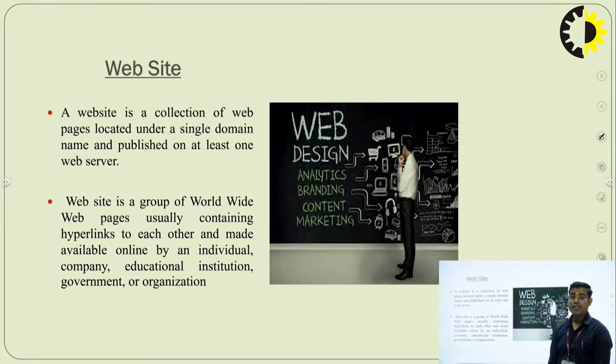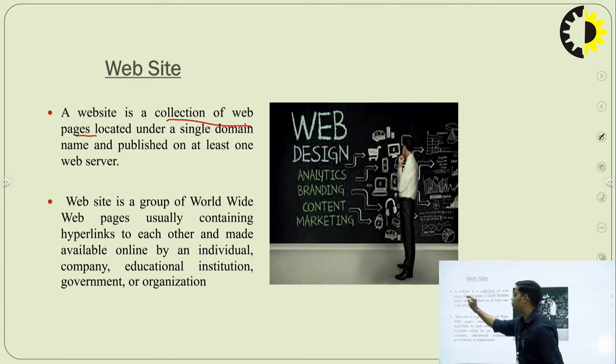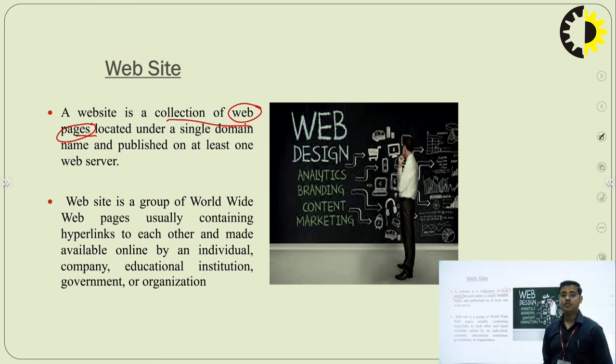Firstly, we have to discuss what is a website. Basically, a website is a collection of web pages located under a single domain name and published on at least one web server. So when we design a website, firstly we have to collect the web pages, right? These web pages are interconnected through links called hyperlinks. So firstly we have to understand what a web page is. A web page is designed by HTML, and HTML stands for Hypertext Markup Language. So through the markup text we design a particular web page. When designing a major website, we collect these web pages, and they are interrelated to each other through hyperlinks.